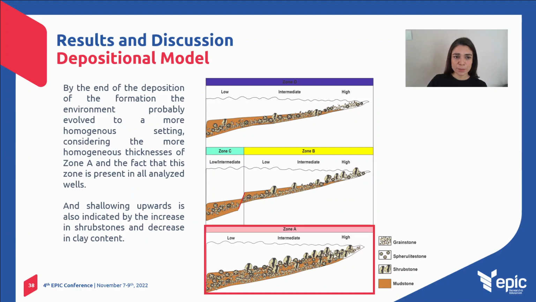And by the end of the deposition of the formation, the environment probably evolved to a more homogeneous setting, considering the more homogeneous thicknesses of Zone A and the fact that the zone is present in all analyzed wells. And shallowing upwards is also indicated by the increase in shrubstones and decrease in clay content from Zone B to Zone A.